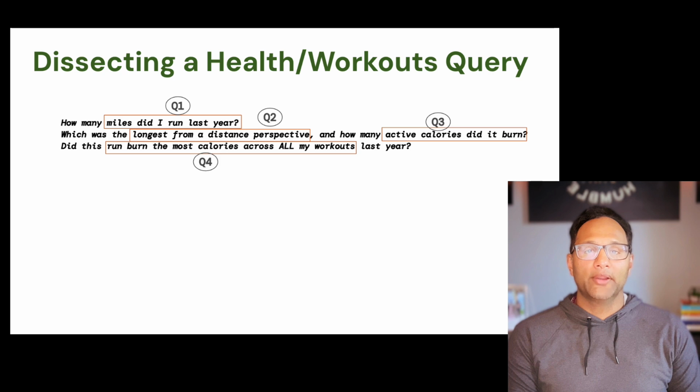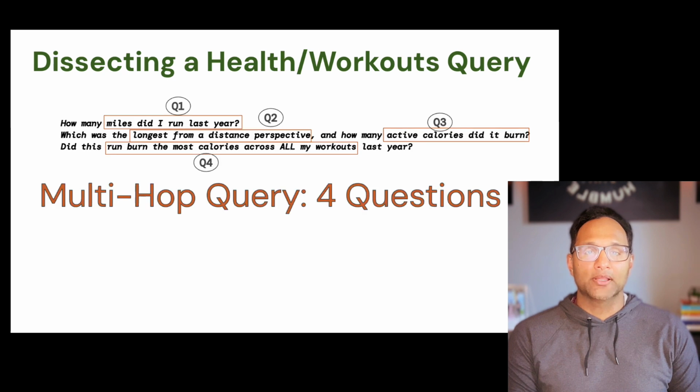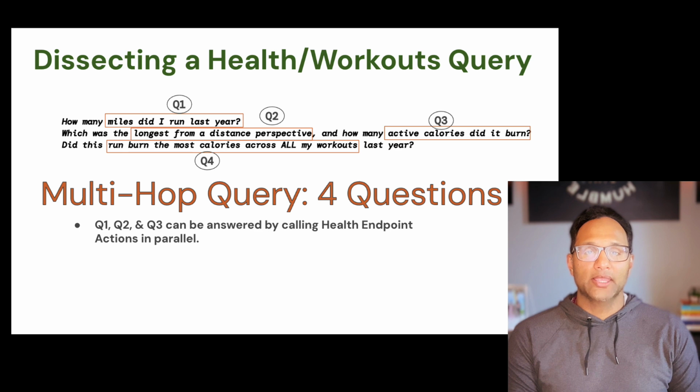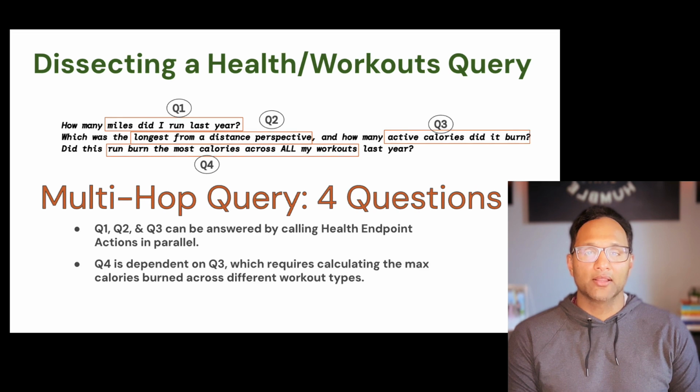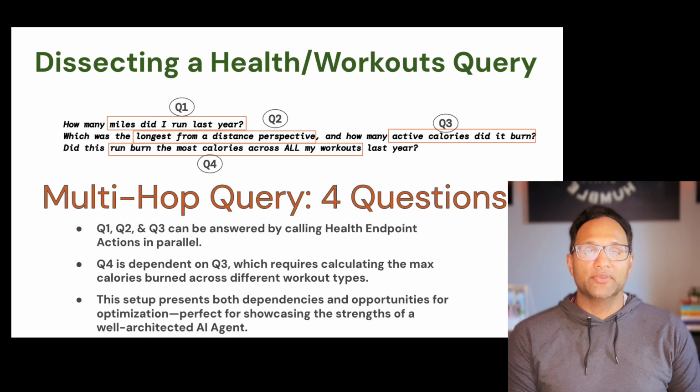Now, the query itself is a multi-hop, meaning it has 4 distinct parts. The first 3 can be answered by calling our health endpoint actions in parallel, while the 4th depends on the result of the 3rd. So, we're looking at a mix of dependencies and optimization opportunities that a well-architected AI agent can really leverage. Now, let's bring up Vitality AI on ChatGPT and run this query.